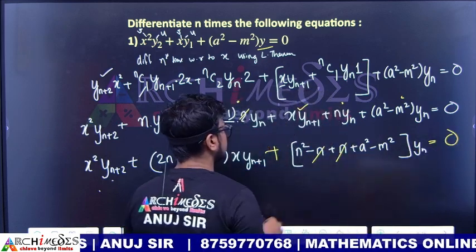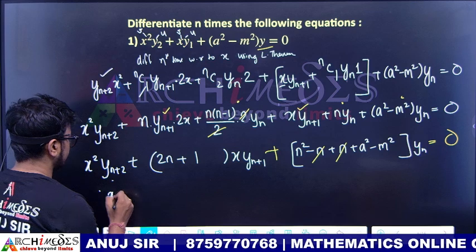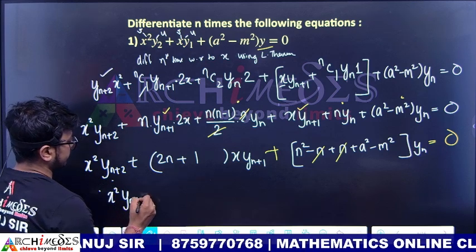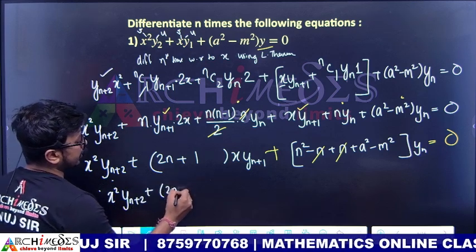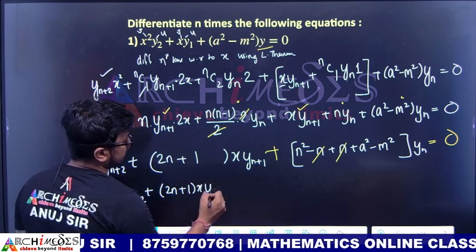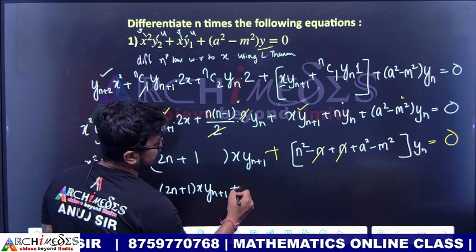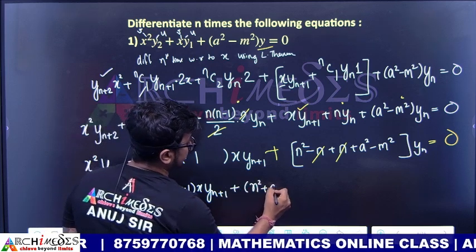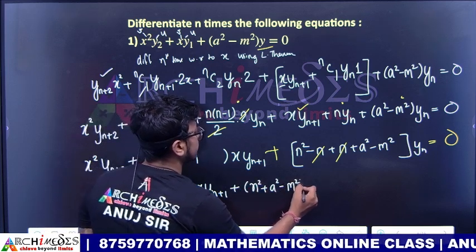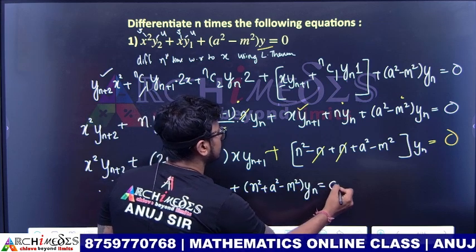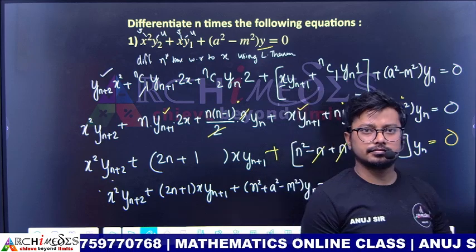So n cancels. So this is your nth order derivative equation, because you are differentiating n plus n times the given differential equation. So you got n square plus a square minus m square y n is equal to 0. Any doubt? Clear?